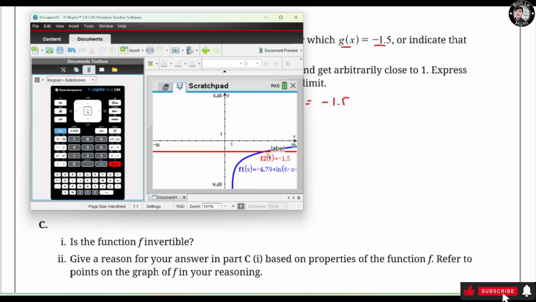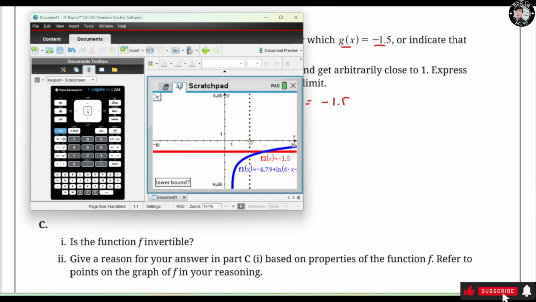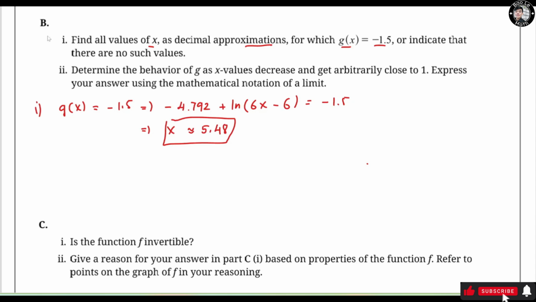Alright, so you need to find the intersection right here. Just press menu, number 6, number 4. Go to the left, go to the right. It's gonna be right here, 5.48. Now question B2. Determine the behavior of the function g as s values decrease and get arbitrarily close to 1.